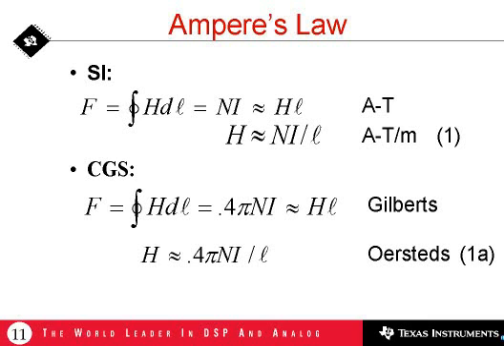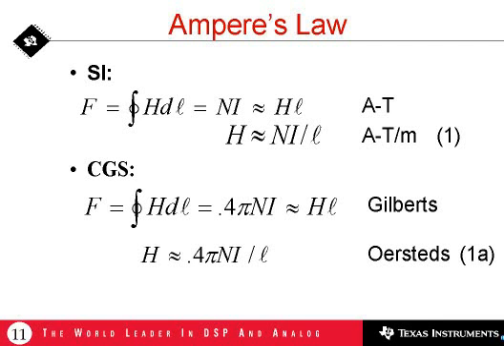Ampere's law shows the relationship between magnetic force and current. In fact, in the SI system, the units of magnetic force is in amperes, or ampere turns to the engineer. The magnetic force along any closed path of integration, integral H dl, is equal to the amperes enclosed by that path.